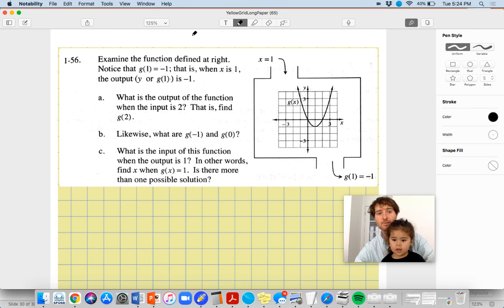I said I would explain this problem 156. I explained it a little bit to second block near the end of the period. Third block, we kind of ran out of time. This one here, you're looking at a graph, okay?